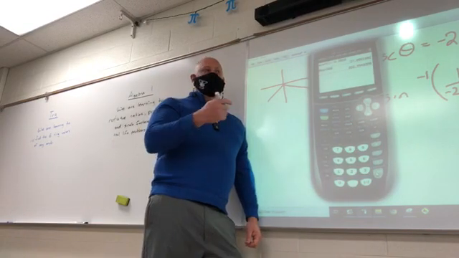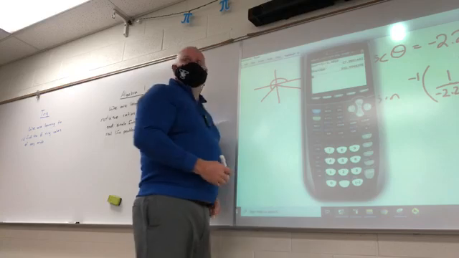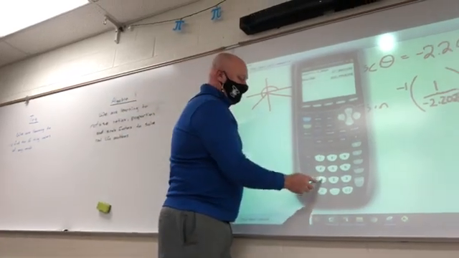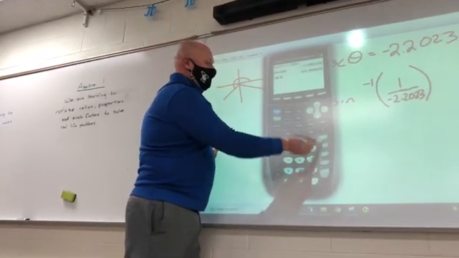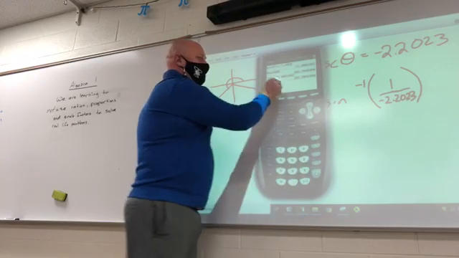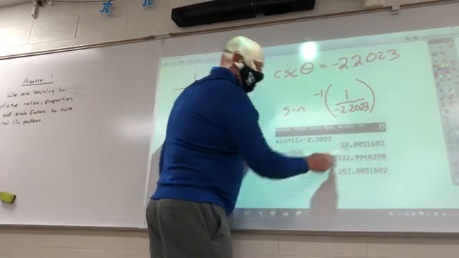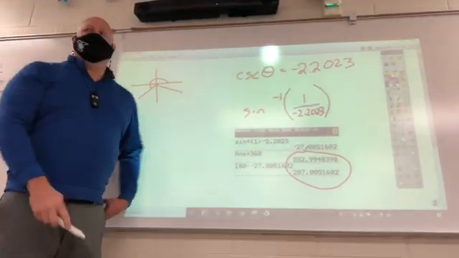And then how do I get to the 3rd quadrant? 180 plus that 27. So I want to do 180 minus the negative. And there are your 2 answers, 333 and 207.